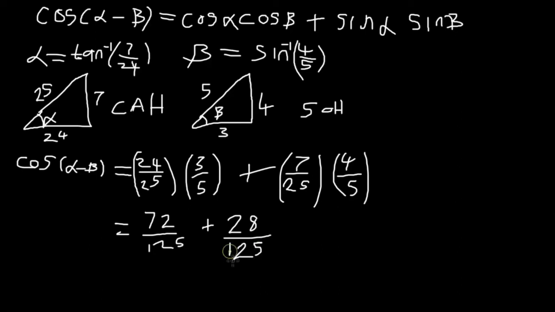It's 125. Then equals. Since we have the same denominators here, it's just the same as adding the numerators directly. When you add the numerators, 72 plus 25, you discover that your answer will be 100, and then over 125.